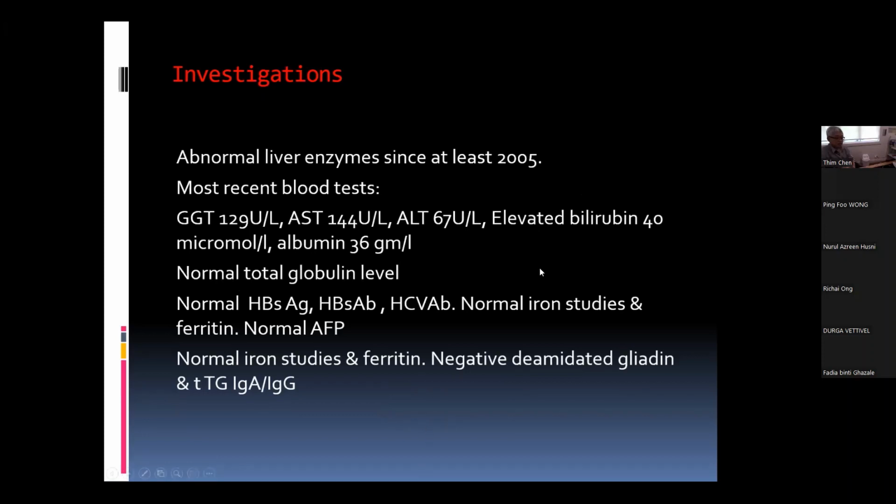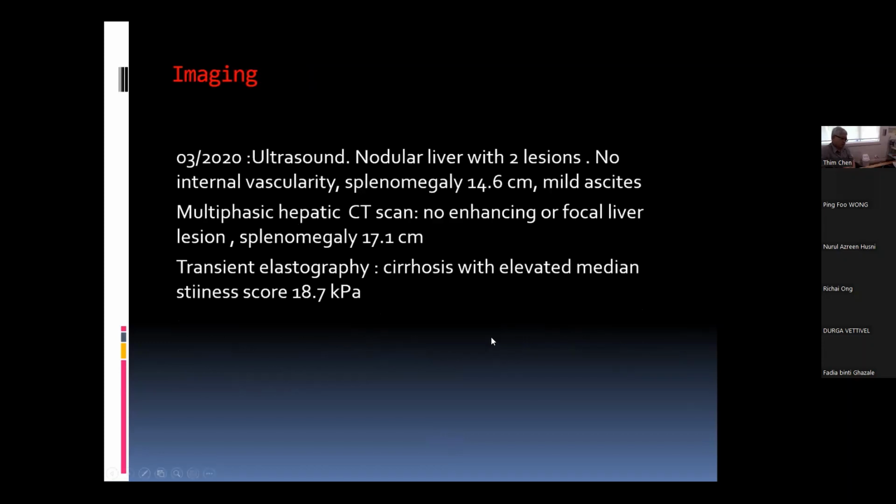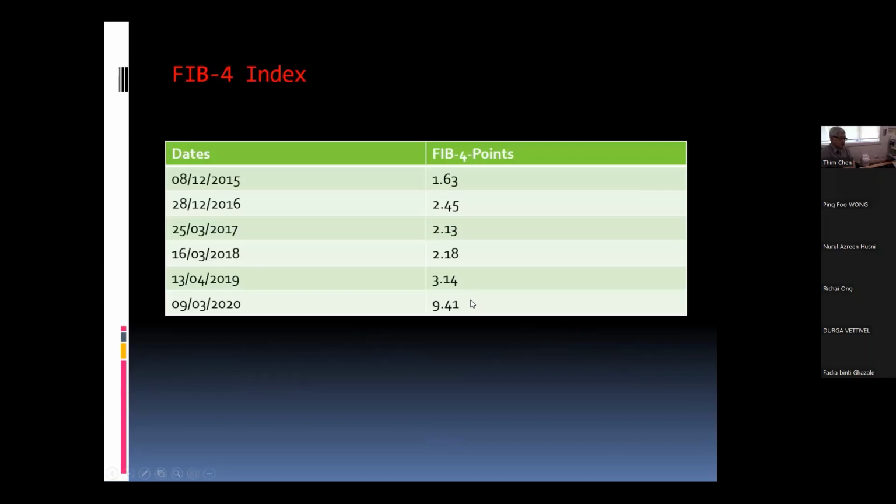And of course, for completion's sake, we do Hep B, Hep C, although they are rare. We do iron to rule out hemochromatosis. AFP was normal. Celiac disease also we did. And really, on ultrasound, we found 2 lesions. And actually, he had hepatocellular carcinoma.